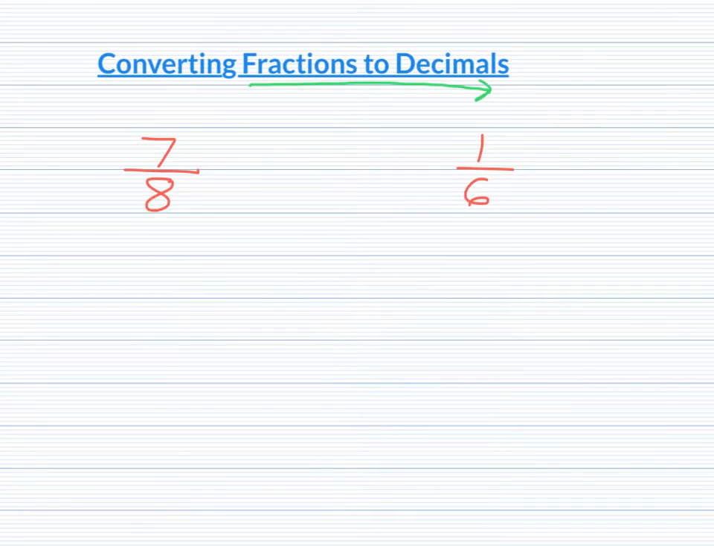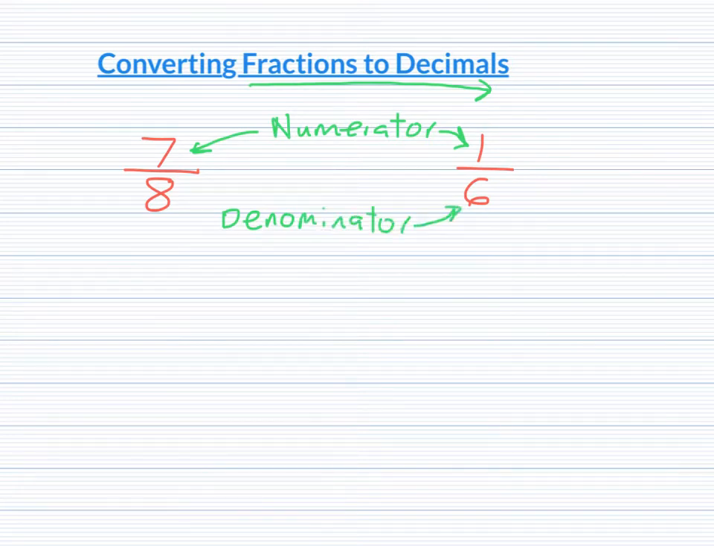So first, we've got to understand the different parts of a fraction. On top, we always have the numerator, right? So the numerator we have on top. Over on the left, we have 7. On the right, we have 1. And then on the bottom of a fraction, we have the denominator. 6 on the right and 8 on the left. And then in the middle of the fraction, we have that fraction bar.